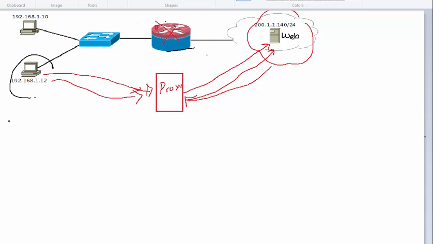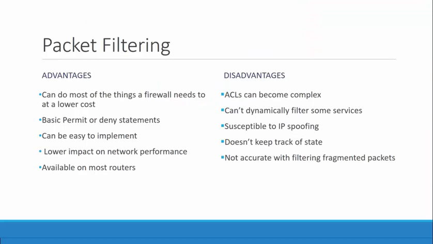Let's go ahead and look at some advantages and disadvantages of both packet filtering and stateful firewalls, and then look just briefly at our next-gen firewalls. The advantage of a packet filtering firewall is that it can do most of the things a firewall needs to do at a lower cost. It can't do all of them, but we can do most of them, right?